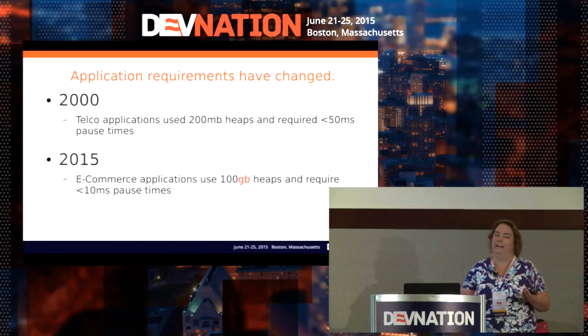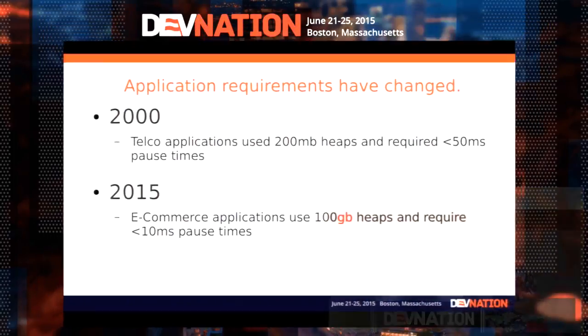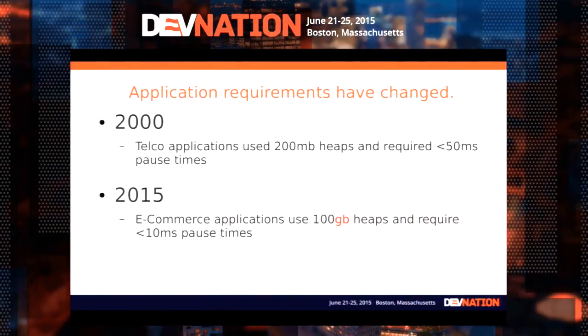So again, application requirements have changed over the years. In 2000, we had telco applications that were using 200 megabyte heaps, and they needed 50 millisecond pause times. Here in 2015, we've got applications that are using 100 or 200 gigabyte heaps, and they're saying we want 10 millisecond pause times. So to do that, we need the next leap in garbage collection technology, and that's what Red Hat is working on.